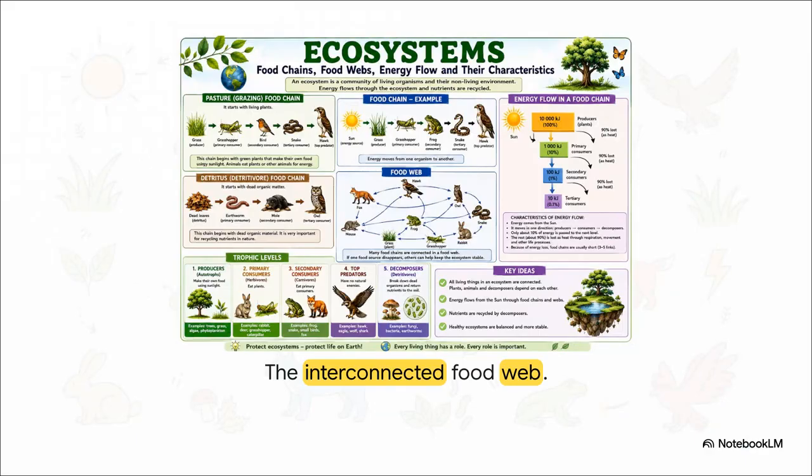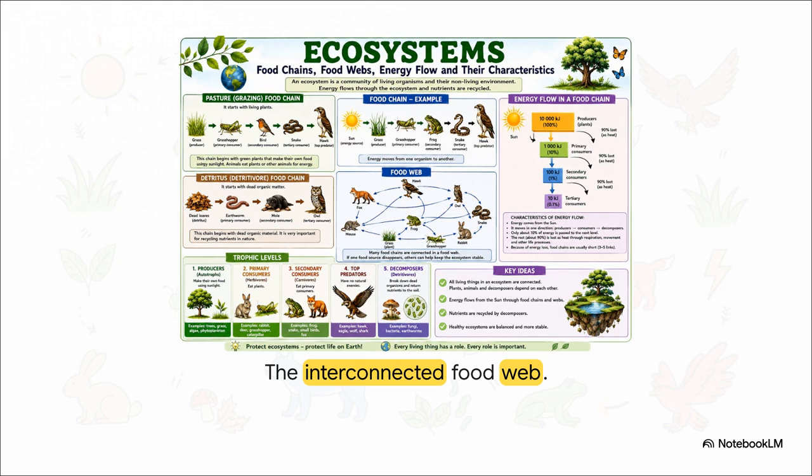While simple, straight-line food chains are great for understanding the basics, well, nature is rarely that simple. Welcome to the interconnected food web, and this brilliantly illustrates how things really work. If you follow these intersecting connections, you'll notice that most animals don't just eat one thing.